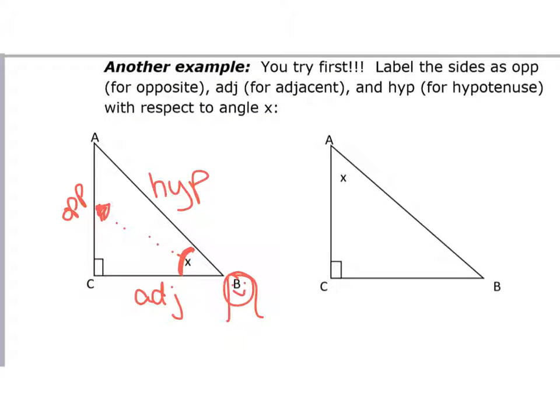When I look at the next one, it looks like the same triangle, but this time my X is at angle A, so I'm standing over here.